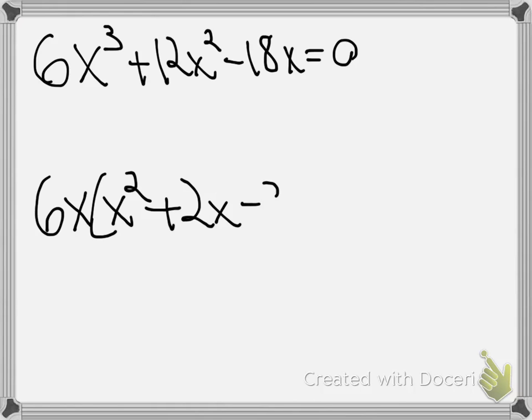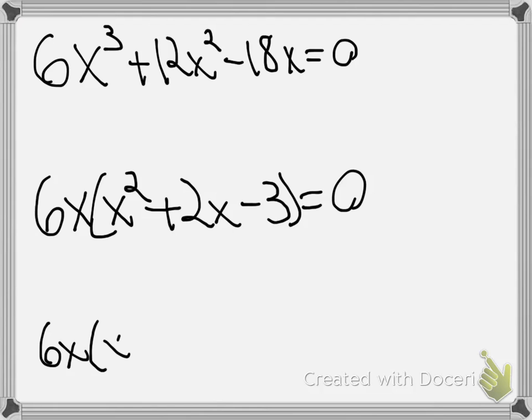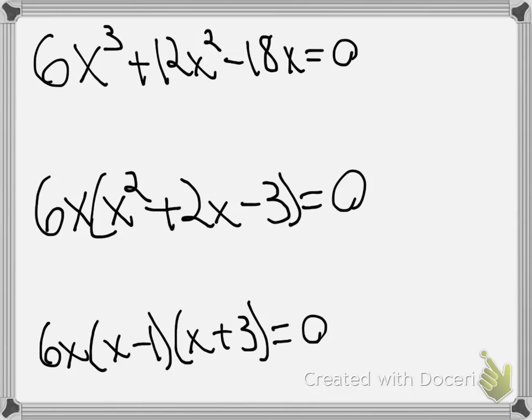So we take out a 6x, so we're left with x squared plus 2x minus 3 equals 0. Then you factor the x squared plus 2x minus 3, so it's 6x times x minus 1 times x plus 3 equals 0. Now you take each one and you set it equal to 0.